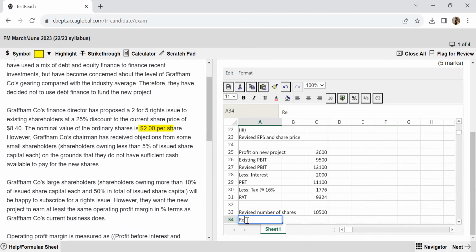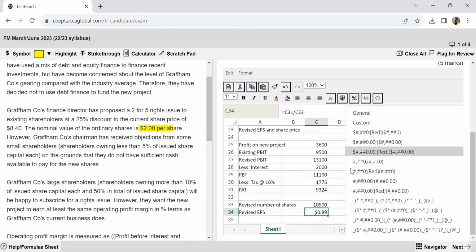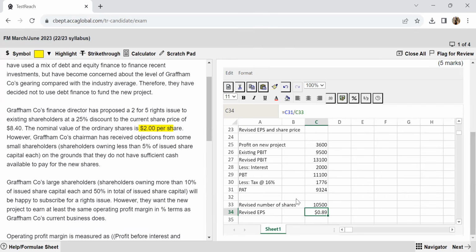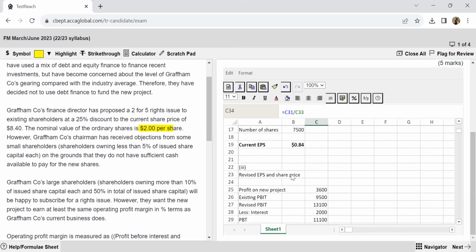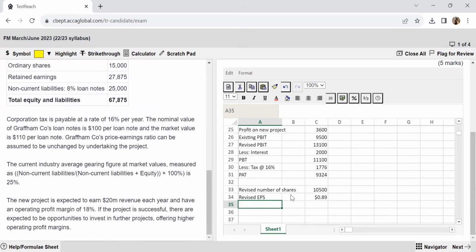So my revised EPS will become profit after tax divided by the revised number of shares, which is 0.888. I can format this as currency, and with this I have my revised EPS also. Now I will have a look at another thing that we want to find out over here, which is the share price. So for share price, first of all, we were told over here that we have now our EPS, and then we were told that our PE ratio is going to remain the same. So the price earnings ratio can be assumed to be unchanged undertaking this project.